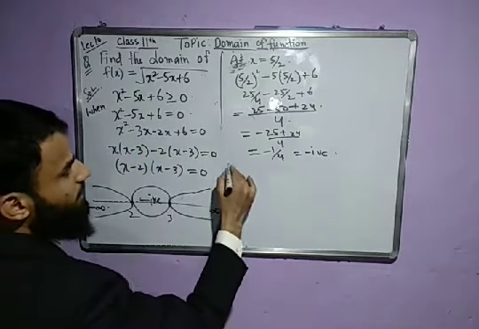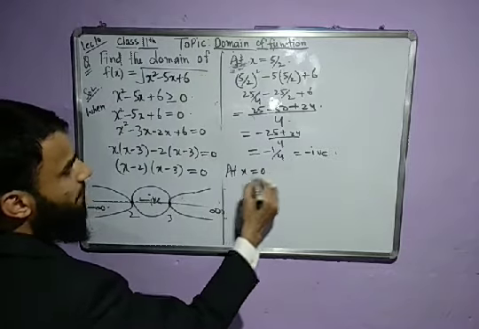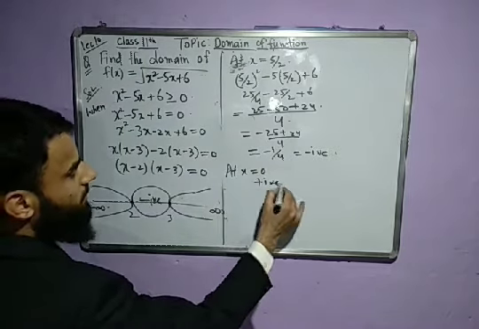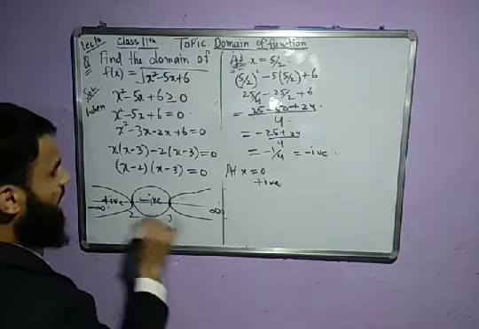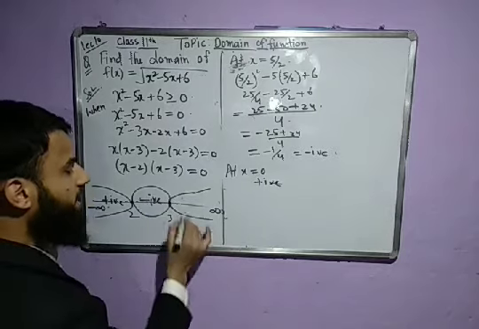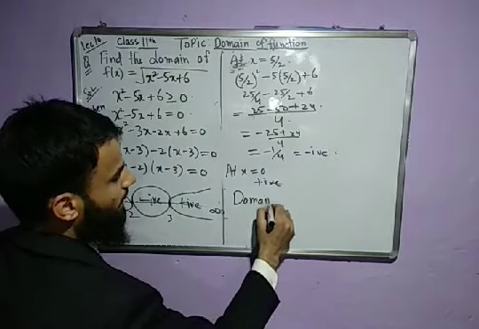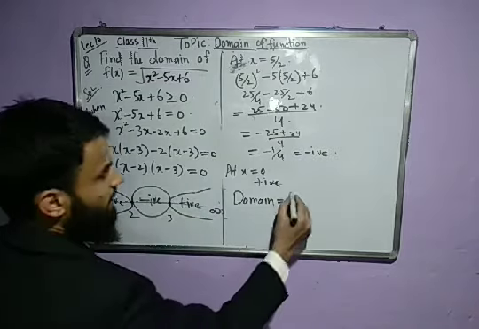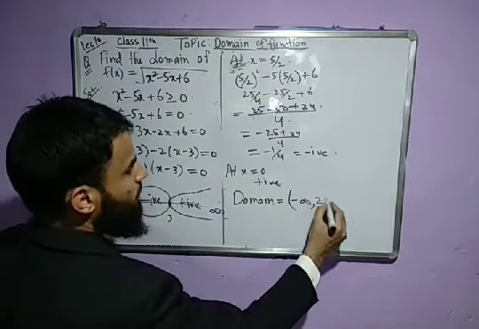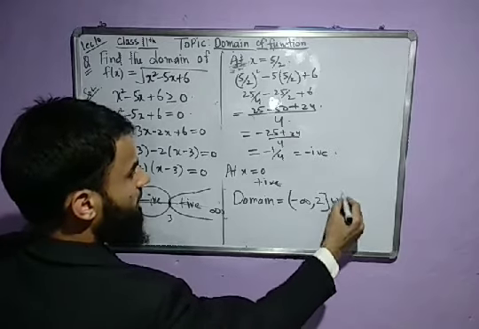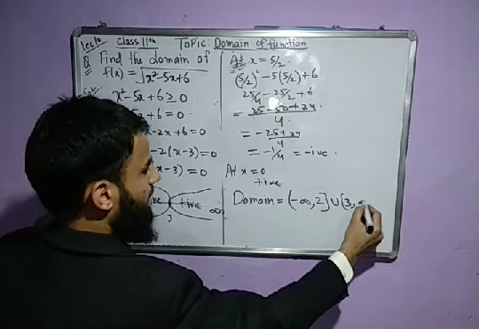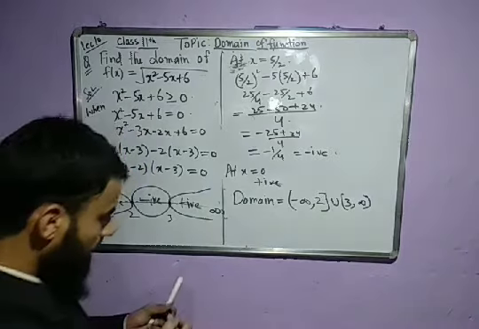And when you put x is equal to 0, you will find this will be positive. Again, if you take x greater than 3, you will also find it positive. Therefore the domain will be minus infinity to 2 union 3 to infinity.